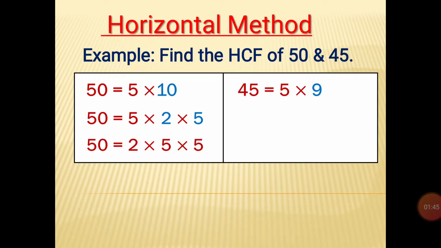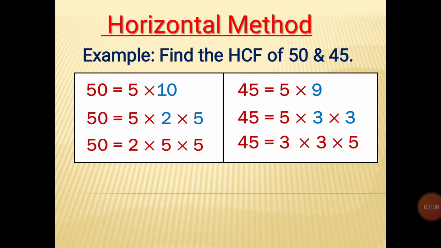Now we'll start with 45. 45 is present in 5's table. So factors of 45 are 5 into 9. 5 is not divisible by any other number, so we will write 5 as it is. 9 is the second factor of 45 and it is present in 3's table. So instead of 9, we will write 3 into 3.